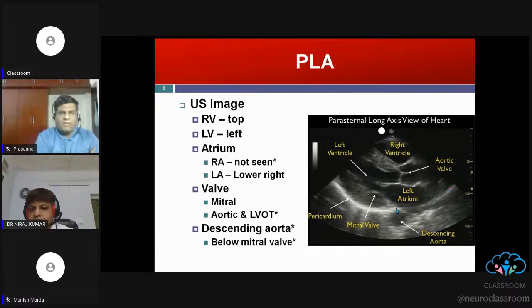And last but not the least, this is the cut section of the descending aorta that is behind the pericardium. So that is the image interpretation. So what is the use of this? This view is very important to assess the left ventricular contractility.